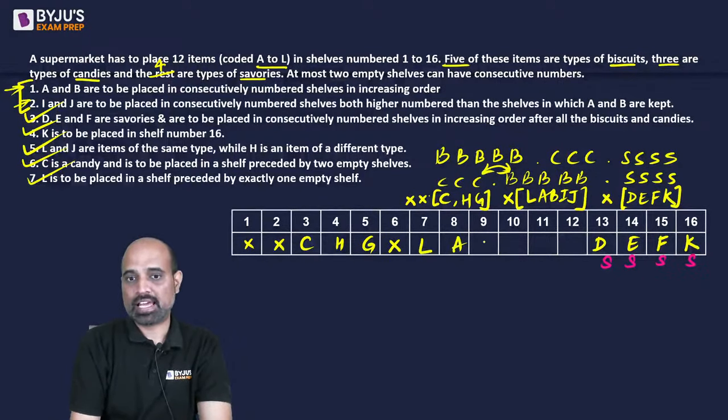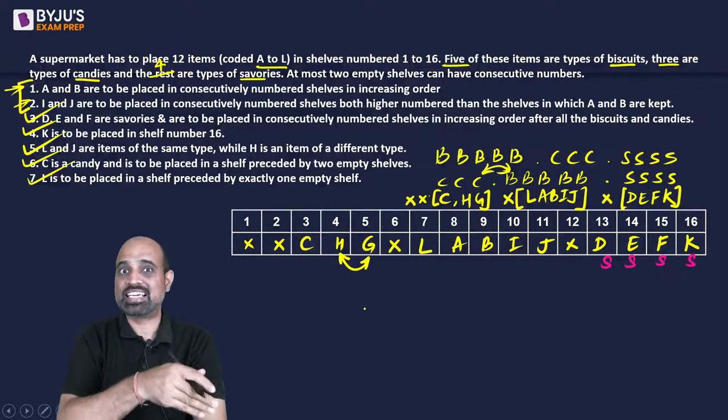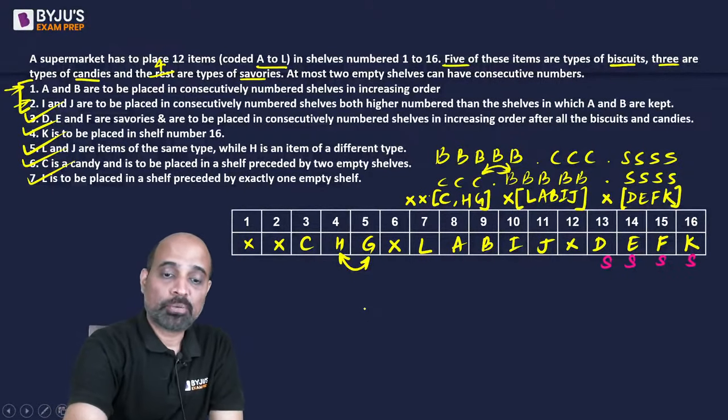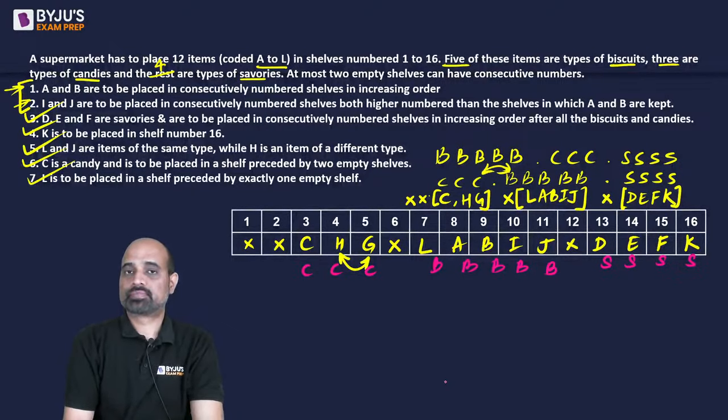Then we will have L, A, B, I, J, and then we will have 1 empty place. Now do remember, the H and G sequence is not known. The only sequence known is that C is the leftmost candy. So from here we will have two possibilities, right? We will have these 3 as candies and these 4 as biscuits.